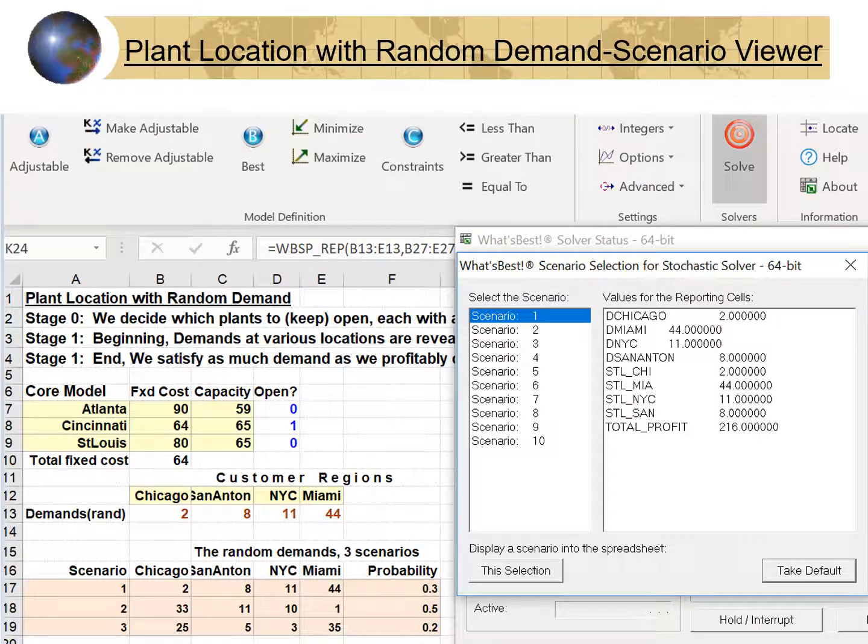Another thing you might want to do after solving an optimization problem in What's Best is to look at individual scenarios. There is a scenario dialog box that you can call up to bring up specific scenarios and display them in the spreadsheet. Each scenario corresponds to a different set of values in the spreadsheet, so you need to call up each individual one to look at a specific one.